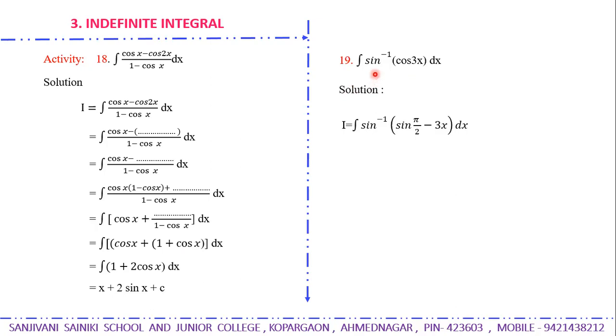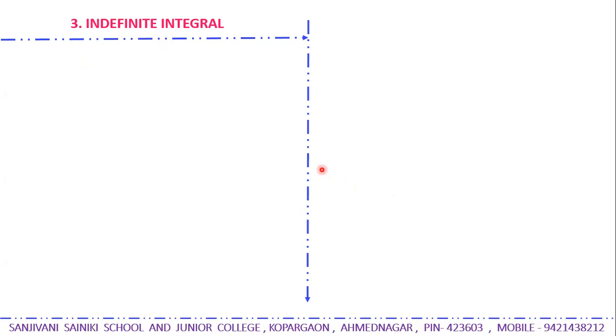Then this example, sin inverse of cos x. Now here you must know the allied angle formula. This cos can be written as sin 90 minus theta. Sin 90 minus theta is cos theta. And here sin inverse of sin theta is theta. So you get pi by 2 minus 3x only. And integration of this pi by 2 is pi by 2 x, and integration of 3x is 3 times x square by 2 plus c.